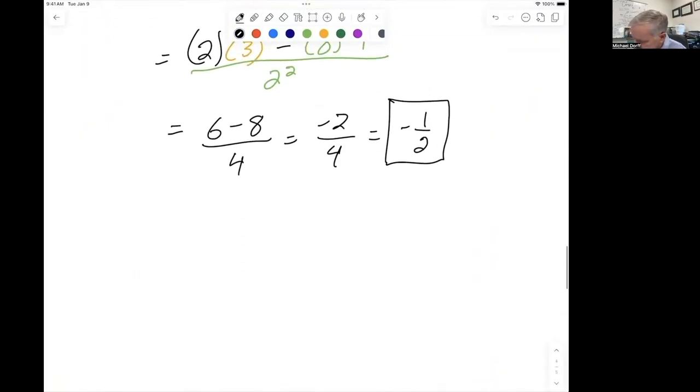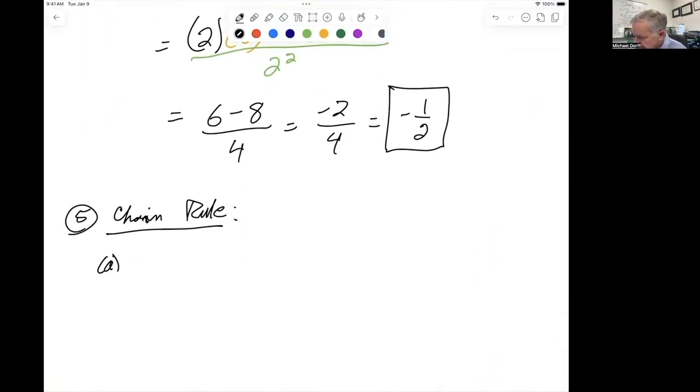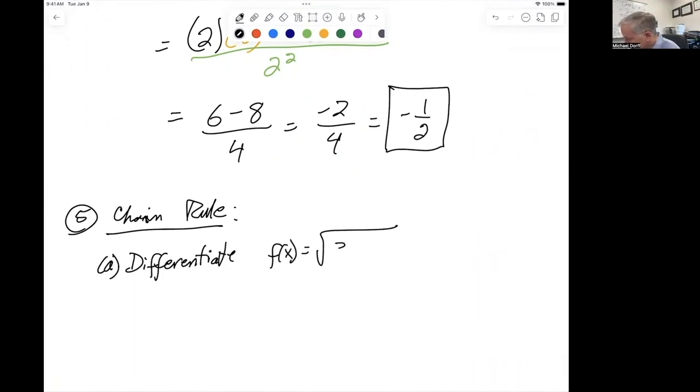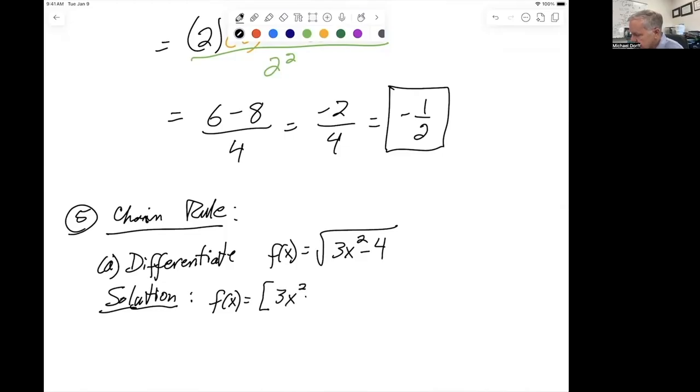This is topic number 5. It's the chain rule. We're going to differentiate f of x equals the square root of 3x squared minus 4. Okay, so how do I do this one here? Well, anytime I've got a square root, I want to write that as an exponent instead of having a square root symbol. So we're going to start as f of x equals parentheses or square bracket, whatever you prefer, 3x squared minus 4 to the 1/2 power.